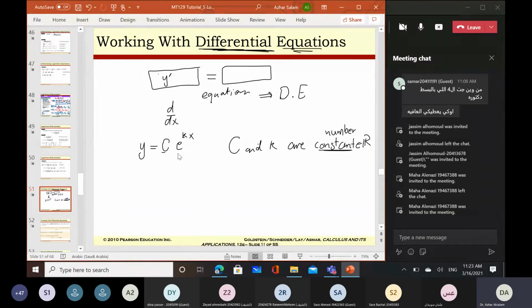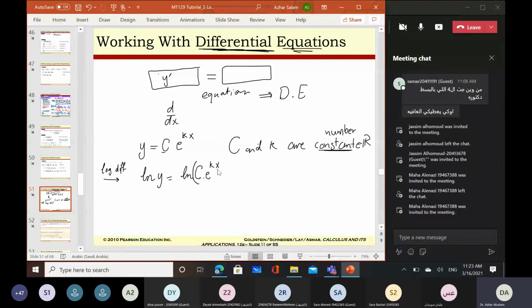Okay, if I want to differentiate this function, I will use the natural or logarithmic differentiation, the same method we used before. That means I will take ln of both sides: ln y equals ln of c multiplied by e to the power kx. Notice here that c is multiplied by e to the power kx.